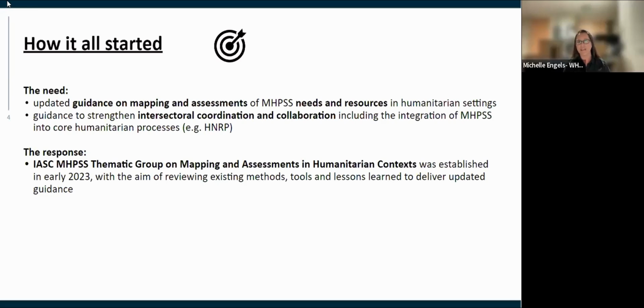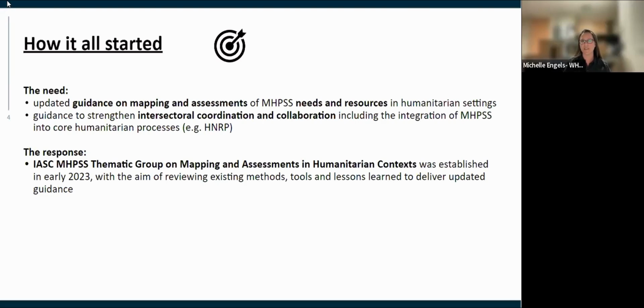So an example of that many of you might be familiar with is the humanitarian needs and response plans that are released annually in emergency settings. Sometimes MHPSS is mentioned there, sometimes it's not. And if it is, the consistency differs depending on the report and the context. So there was a desire to systematize that a little bit more, at least from the assessment angle.